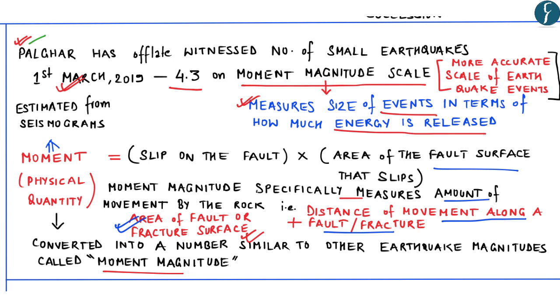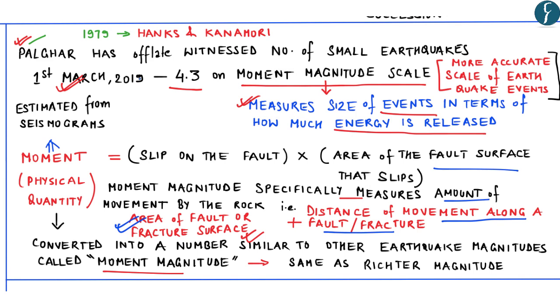Another important point to be noted is that moment magnitude estimates are about the same as that of Richter magnitudes for small to large earthquakes. However, the moment magnitude gives a clearer picture with respect to magnitudes of 8 and above. Now, the moment magnitude was introduced in 1979 by Hanks and Kanamori. So, this is all with respect to the moment magnitude, as it measures the size of events in terms of how much energy is released.